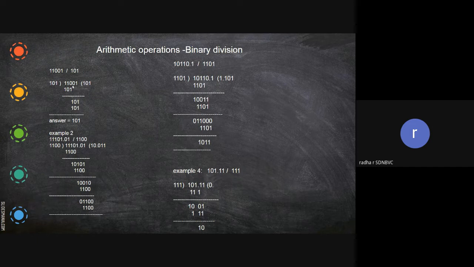Now 10 you are bringing, but it is still smaller. So you bring another digit. So since you have brought down 2 digits, you add a 0 here. Now 101, put 1. Okay, this is the answer. Now, all these are fraction numbers. Now we'll take this example. 111.01110. So the same way how you are doing, the same way here you have to do. Only thing is the decimal point is the difference.